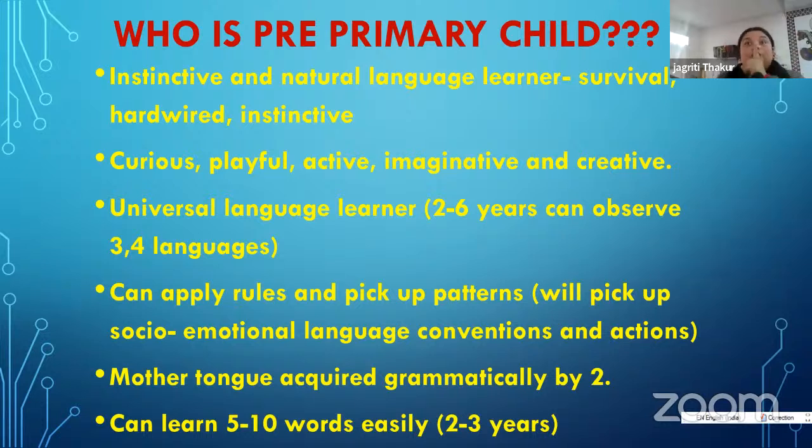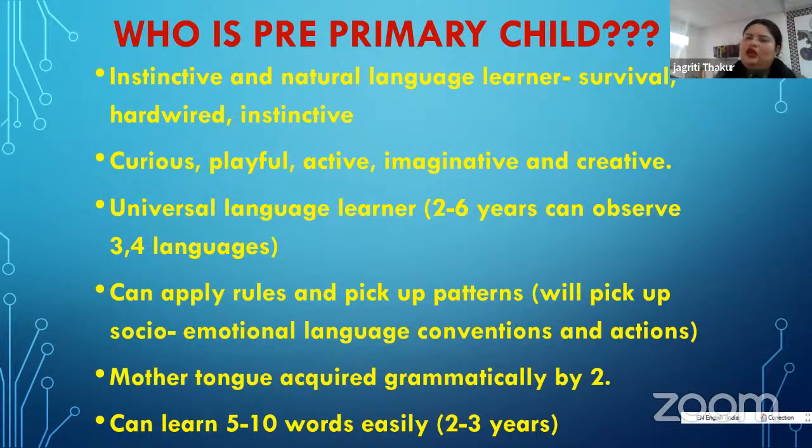When you say that to a child, you are not speaking anything, but that facial expression, that body language, the child picks it up. What you are trying to say to him. When you tell him to shut up, don't go there. Because of the body language and the facial expression, the child picks up what you are saying to him. It is socio-emotional language convention.